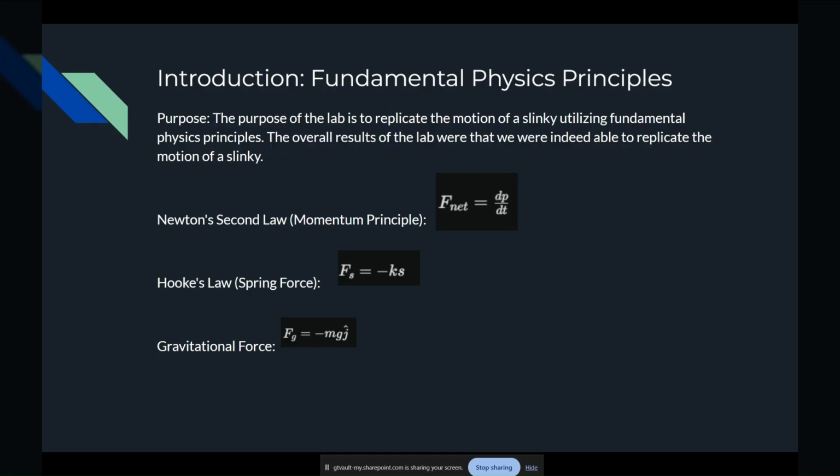To do this, our code relied on three main equations functioning together. First, we had the constant downward pull of gravity, which is the force of gravity is equal to negative mass times gravity times the vector. And working against this is Hooke's law for spring force, which is the spring force is equal to negative k times s, which dictates how hard the coils pull on each other. Finally, we bring them together using Newton's second law, or the momentum principle, which is net force is equal to the change in momentum over the change in time. By calculating the net force of gravity and tension, we can iteratively update the velocity and position of the slinky over time.